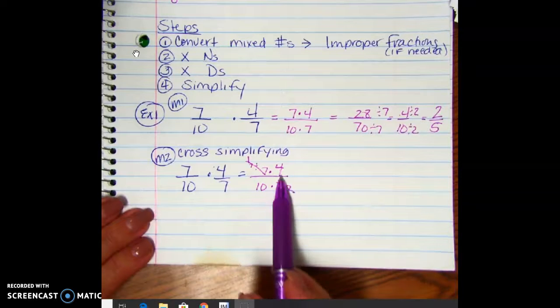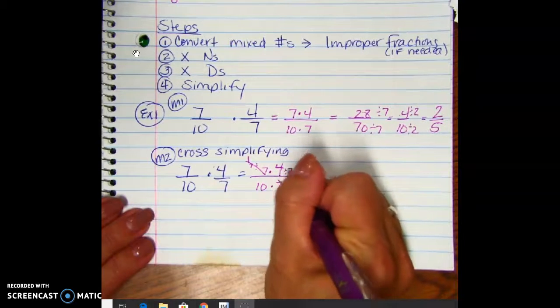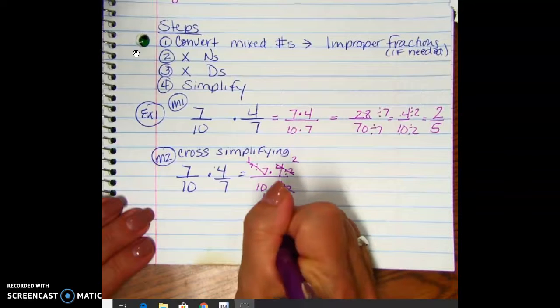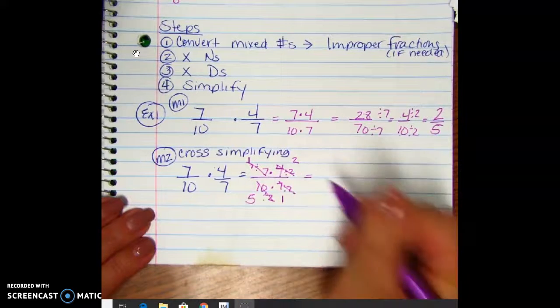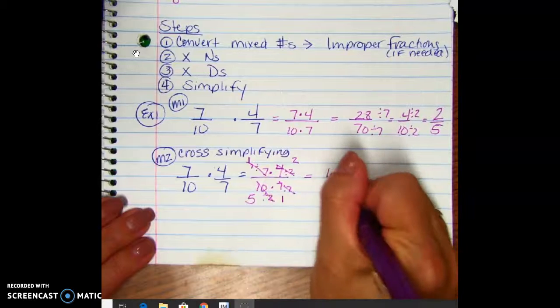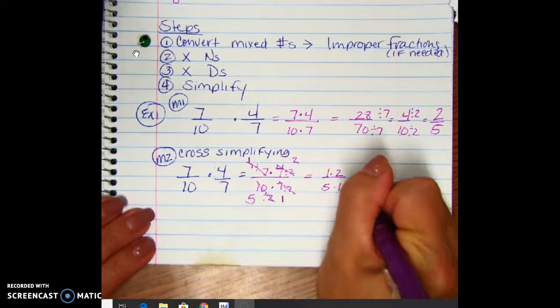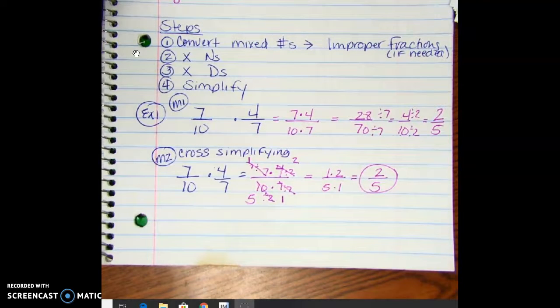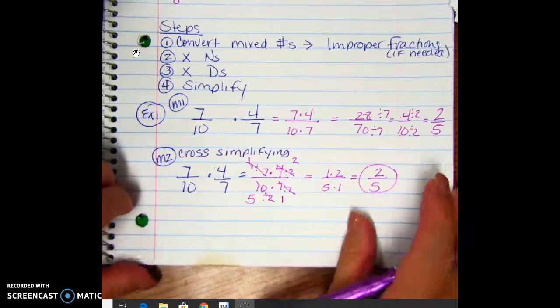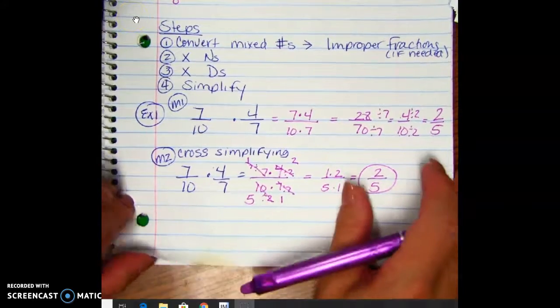So 4 and 10 share a factor. They share the factor 2. So I'm going to divide by 2, and I end up with 2. And I'm going to divide by 2, and I end up with 5. Now, all I have to do is multiply what I have left over as my factors, and I have 2/5. And there we have it. It makes it simple. Okay, so that's using our proper fractions.